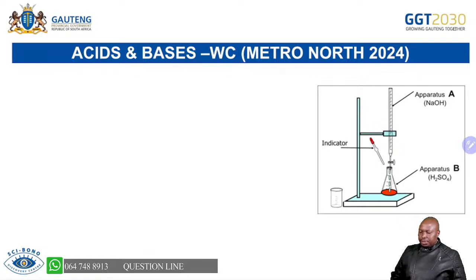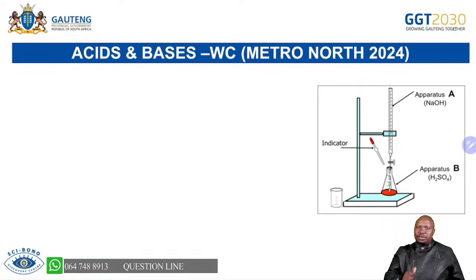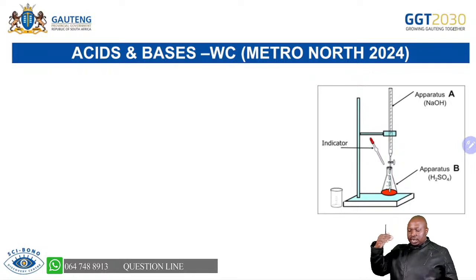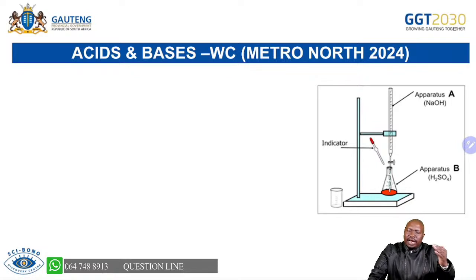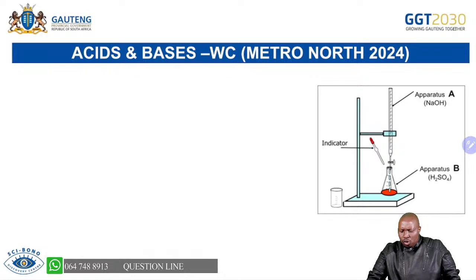So I like this because in your exam guideline, we said you must be able to identify and label the apparatus. That's one thing you must be able to know. The next thing, you must be able to write down the steps for titration, to say when you are doing titration, what are the steps that you are expected to follow.